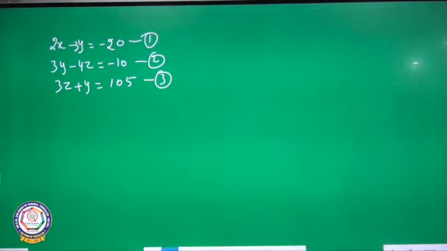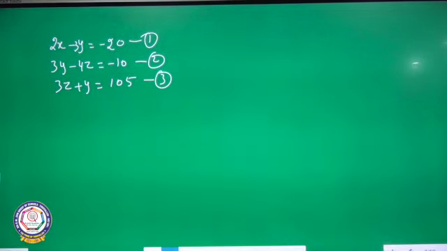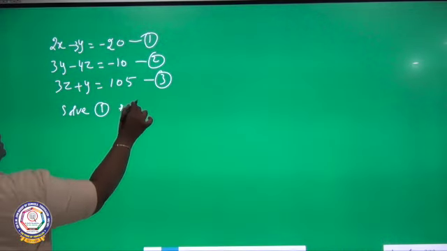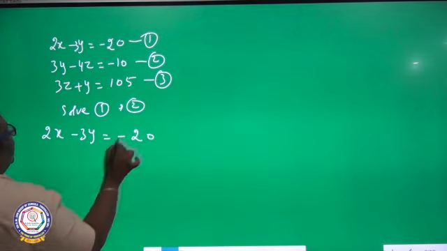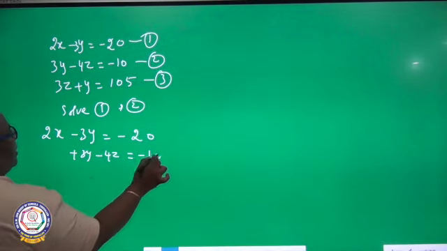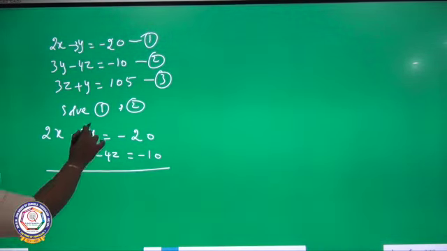This is the third equation. 2x minus 3y equal to minus 20. 3y minus 4z equal to minus 10. 3z plus y equal to 105. See, first y is common, I can cancel the y term. See here, solve 1 and 2. 2x minus 3y equal to minus 20 plus 3y minus 4z equal to minus 10. Straight away you can cancel because plus 3y and minus 3y cancel.